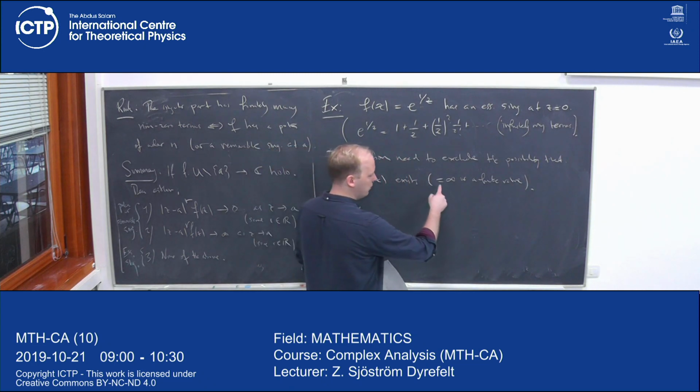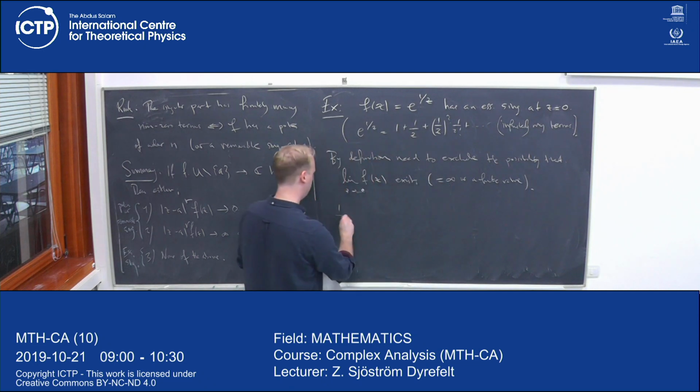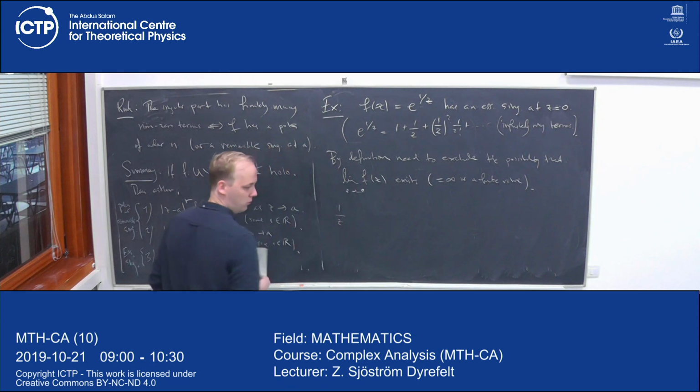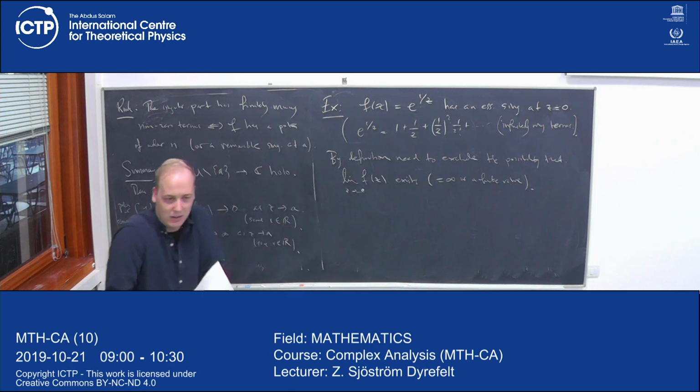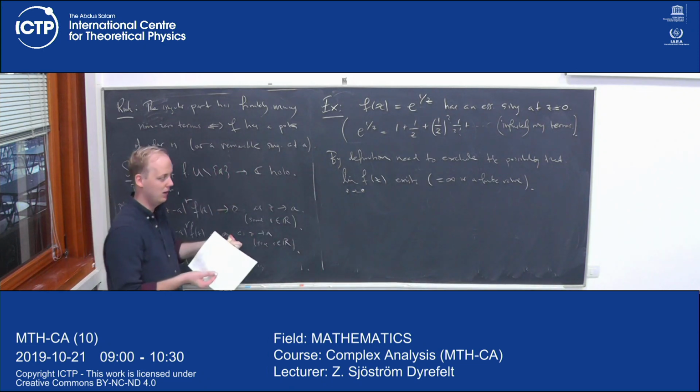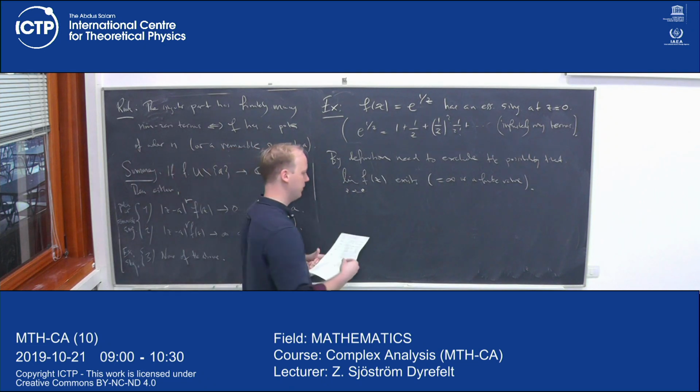Having a pole means that this limit exists, but it is infinity. Like if you look at 1 over z, this is a function which has a pole of order 1. So it has a well-defined limit as z goes to 0. The limit is just infinity. It blows up. So you have to exclude these two possibilities, and then by definition, an essential singularity is defined to be a singularity that is not a pole and not removable.